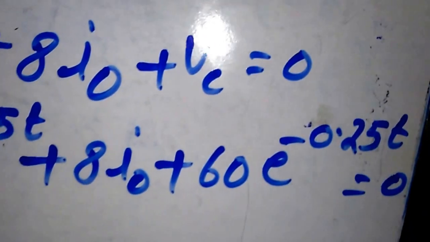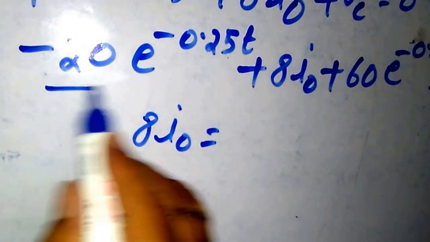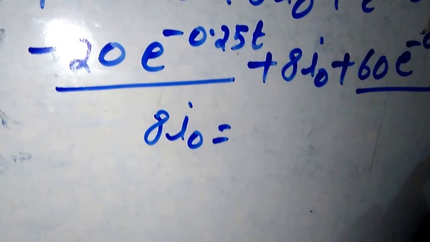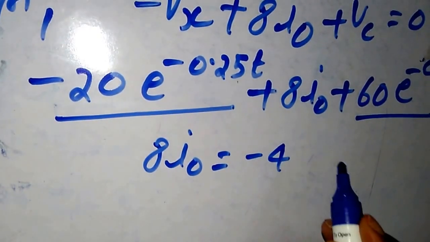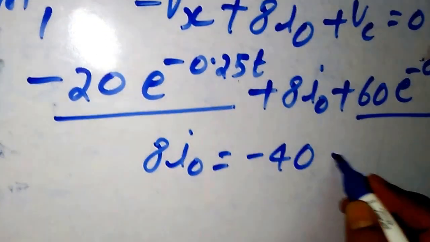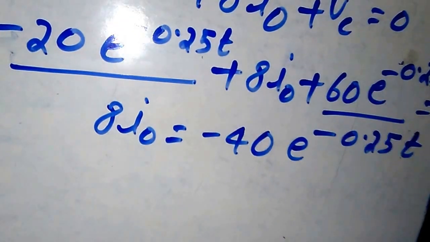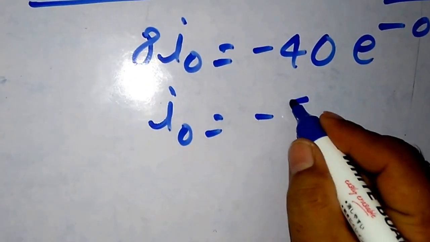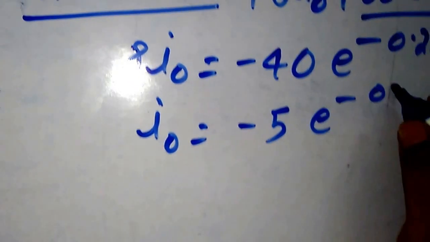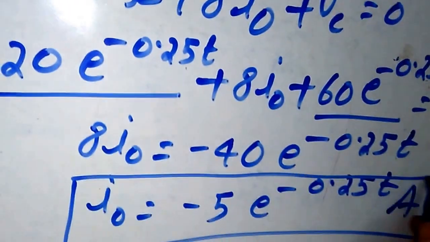Now you can write 8 I naught equal to, considering this term and this term, minus 40 e power minus 0.25 t. So I naught is equal to minus 5 e power minus 0.25 t amperes. So this is the third one asked in the problem.